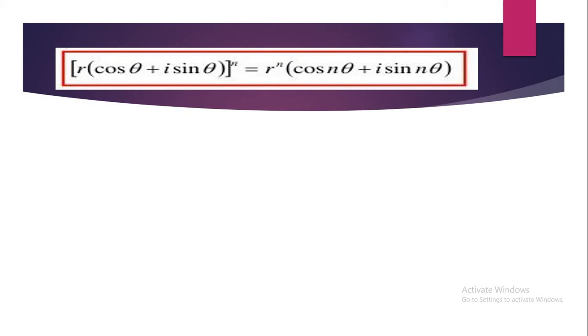If you calculated the modulus and you find that it was square root 2, then instead of r, we're going to use square root 2. Or if there is a square root of 4, which is equal to 2, instead of r, you're going to put 2. It's simple, just like that.